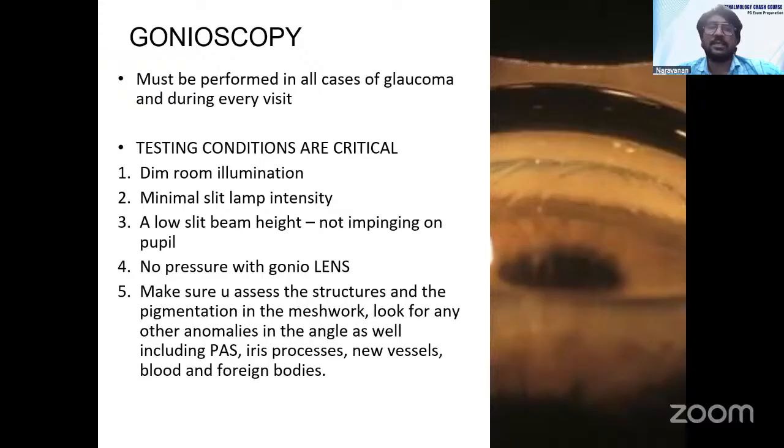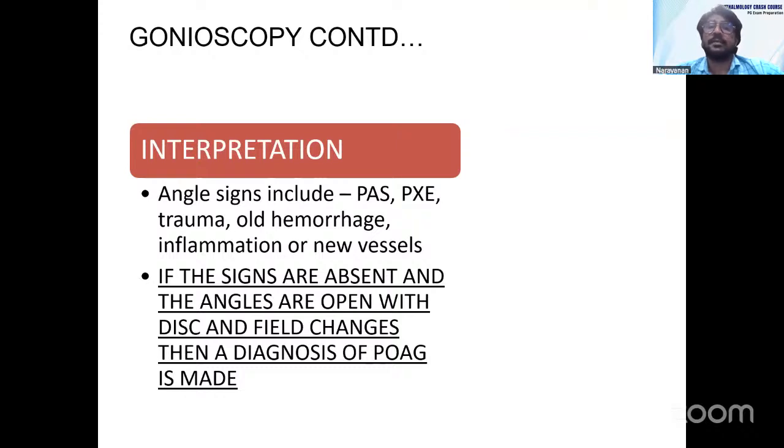Gonioscopy is essential in all patients with glaucoma, all glaucoma suspects, and at every visit when these glaucoma patients present to you. The ideal testing conditions are very, very important for gonioscopy. And gonioscopy not only tells you about open angle or angle closure, it is also going to give you the causes of secondary glaucoma as well.